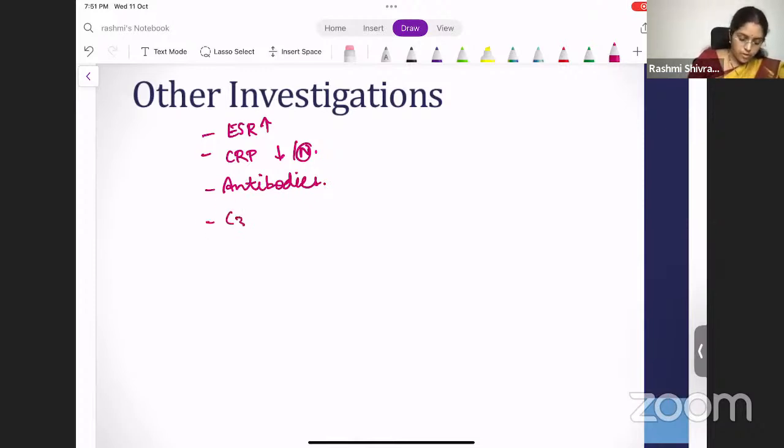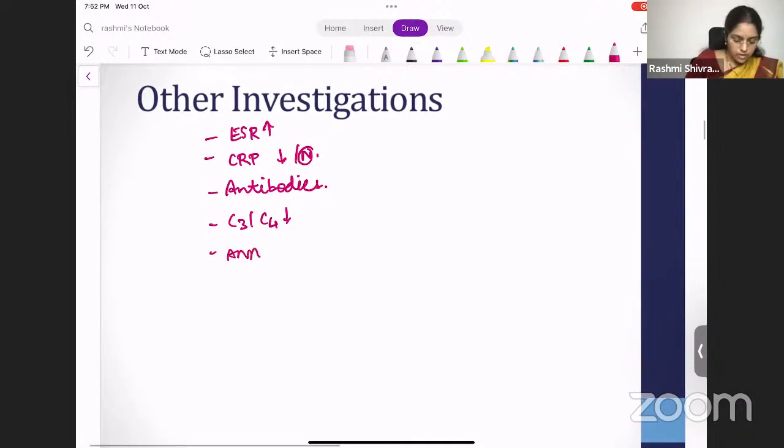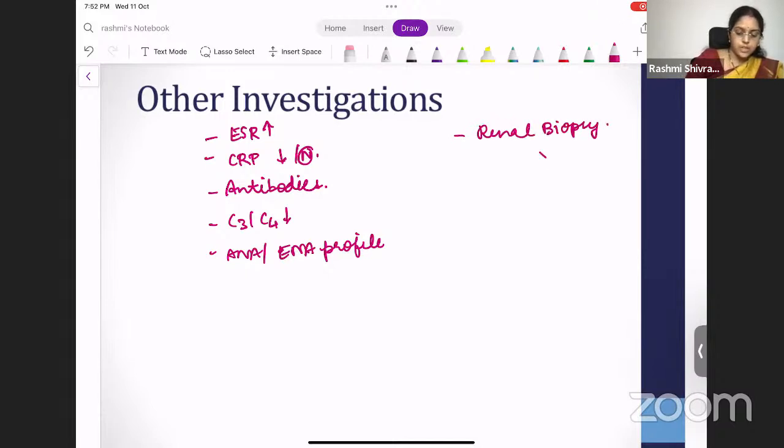Next, what about the complements? The complements are getting utilized in the formation of the immune complexes and because of the activation. So the complement levels will be less. Then you have the ANA profile or the ENA profile. Whatever antibodies we studied previously, these are the ANA or the ENA profile, right? Then what is the other test that we will be doing? Renal biopsy. This is very, very important.